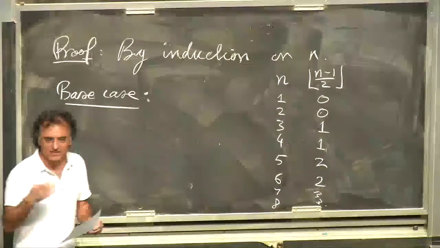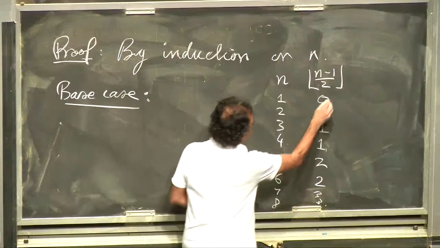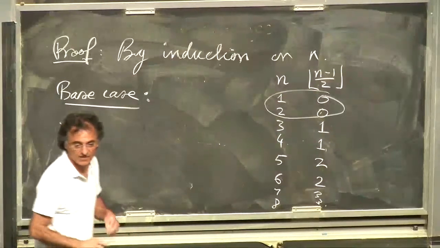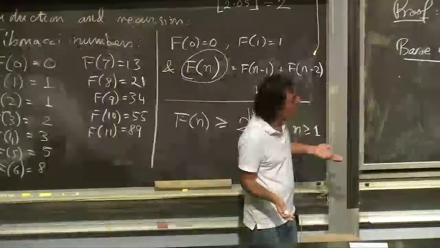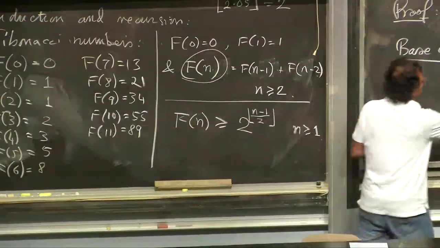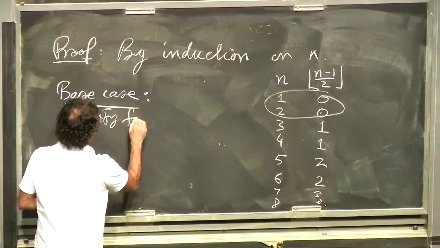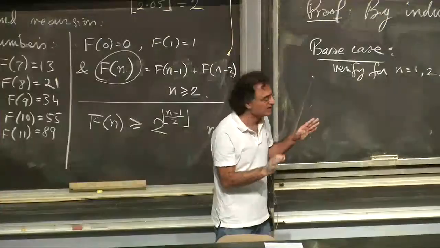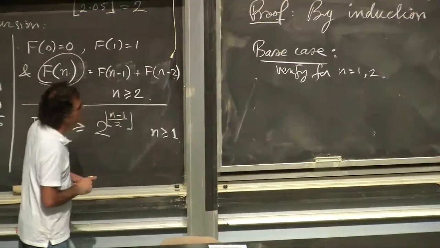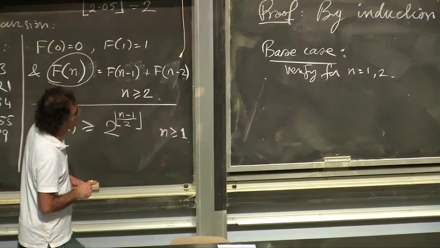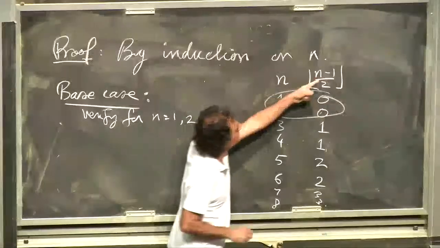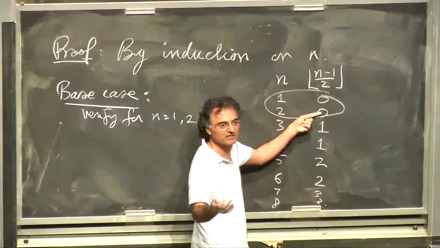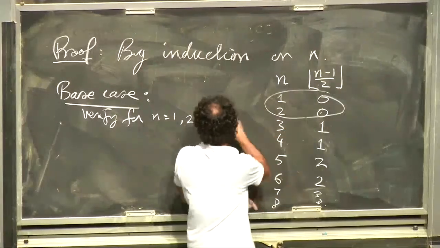So somehow what we want to do in our induction is take them in twos. This is where the exponent is 0, here's 1, here's 2, here's 3, and so on. So we are going to do the base case for n equal to 1 and 2. We verify it for n equal to 1 and 2. Because floor of (n minus 1) over 2 is 0, so 2 to the 0 is 1. f of 1 is at least 1, and f of 2 is at least 1. That's verified.